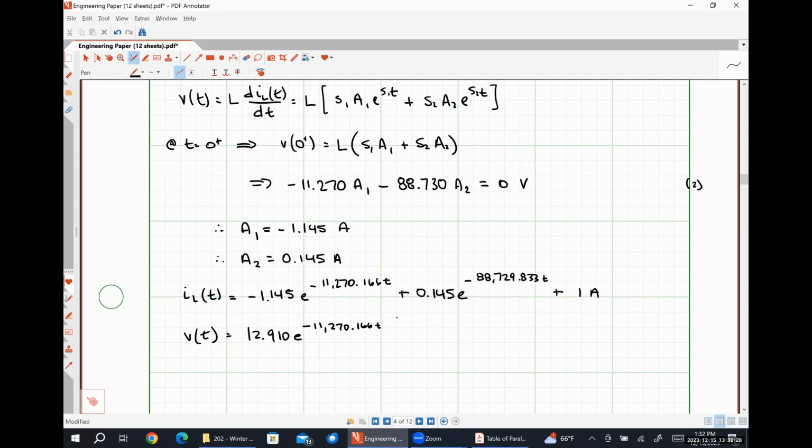My second coefficient for my voltage expression is going to be L times S2 times A2. So that's 1 times 10 to the minus 3 multiplied by what I have in my calculator as V times what I have in my calculator as Y, which comes out to be negative 12.910 e to the negative 88,729.833 t volts.